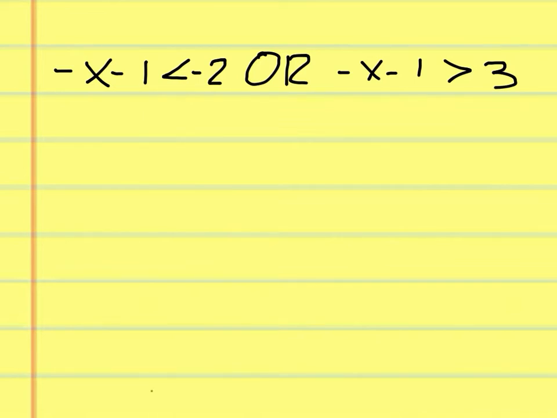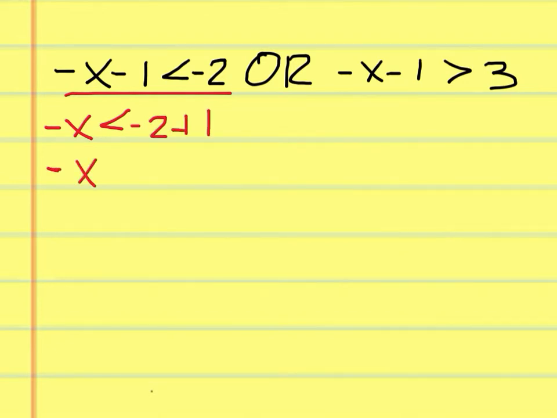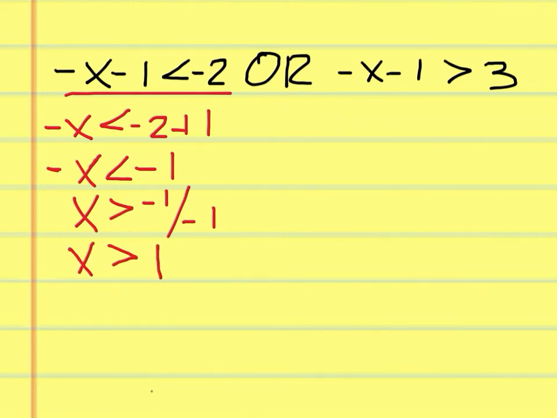Here is a bonus. On the left-hand side here, we need to keep negative x and move the minus 1 over to the right, make it plus 1. On the right-hand side, you'll have a negative 1. So now we divide the right-hand side negative 1 by the left-hand side negative 1 and flip the inequality sign to get x greater than 1.